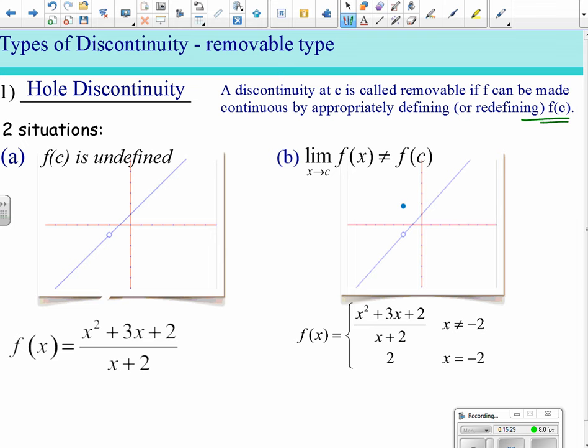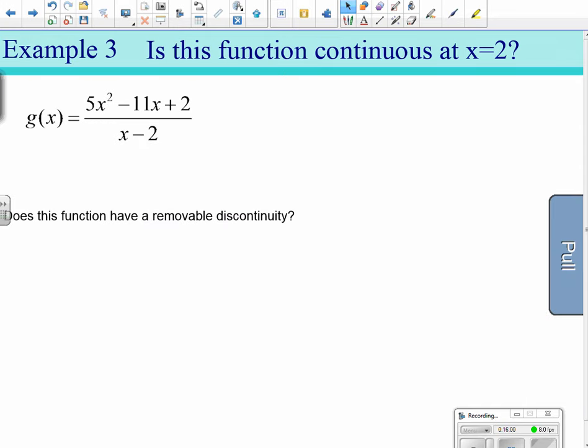And the next example that we have is also a hole discontinuity. We have the hole, but we also have this one point defined there. If I could have defined this a little bit differently, this looks like a height of -1. If I had just changed this to -1, I would have a continuous function when x is at -2. And so therefore it's called a removable discontinuity. Still discontinuous, but it's removable.